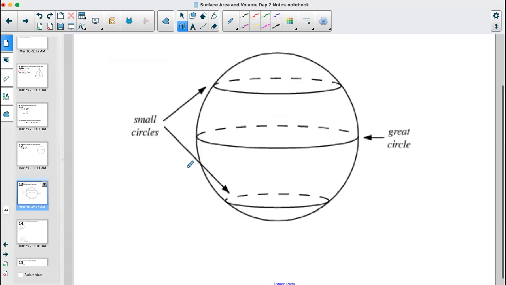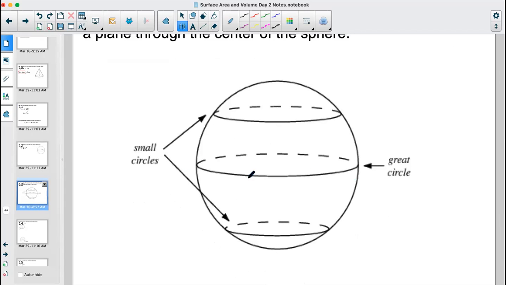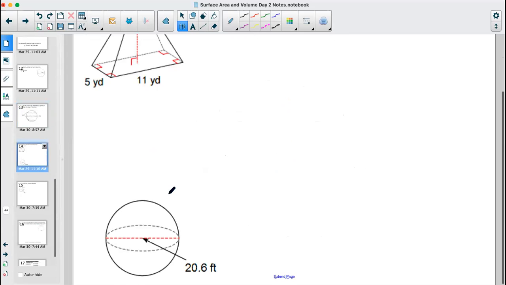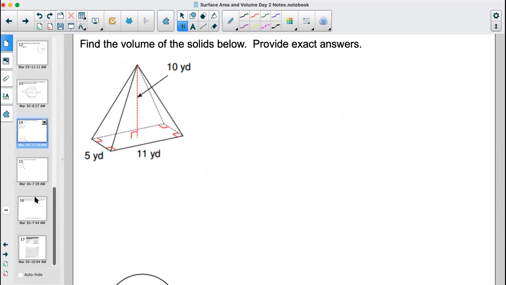So great circles are the biggest circles you can draw on a sphere, and their characteristic is that they share a center with the sphere. The center of the circle and the center of the sphere are the same, unlike these circles where the centers are not the same as the center of the sphere. Okay, now we'll do a couple volume problems, and then we'll be done.